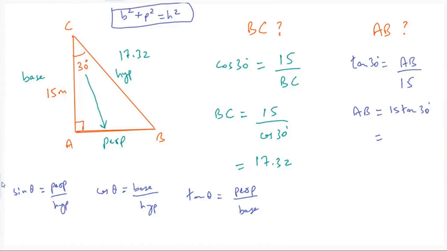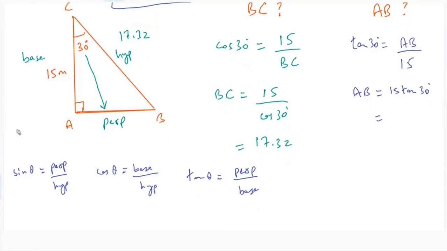Okay, all right, let's go to the next. So what do you get here? 15 tan 30. 15 into tan of 30. What do we get? Walaikum assalam, Zainab. So that's 8.66. Okay, thank you. That is the value of AB.